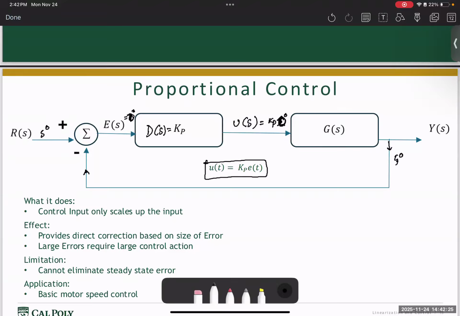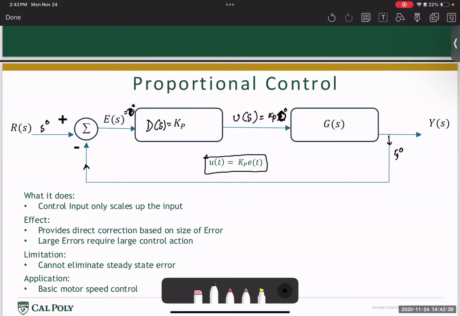What you're noticing here is that every time you provide some amount of input to the system, it gets multiplied by some scalar value Kp. Which is to say that based on the error present within your system, the error gets scaled up if you have a higher error. Or in other terms, if you have some error E of s, then the output of your control system looks like Kp times E of s. Which means that as your error in the system increases, the amount of control that you provide also increases.